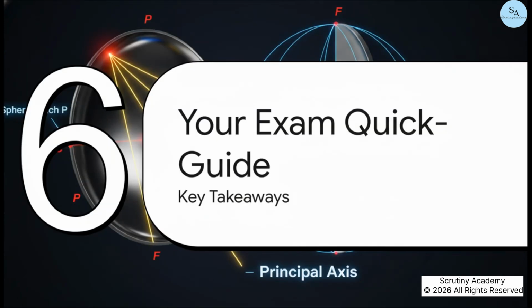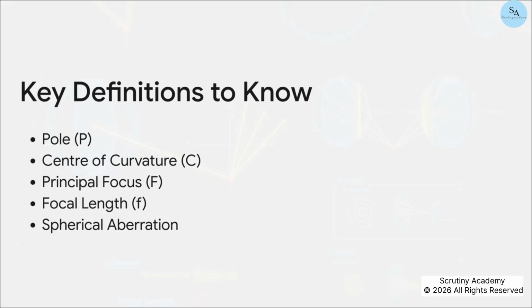Okay, final section. Let's switch gears into exam mode. For all of you out there studying for a test, this is your cram session. Let's do a rapid-fire review and make sure you've got the key concepts locked down. First things first, definitions. You absolutely have to know pole, center of curvature, principal focus, and focal length. Know them by heart. And definitely don't forget spherical aberration. I promise you, it's a classic exam question about why these mirrors aren't quite perfect.